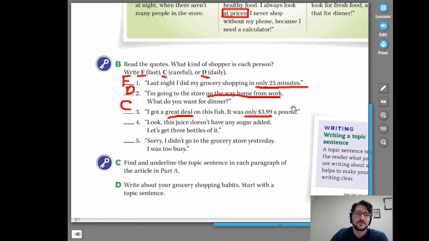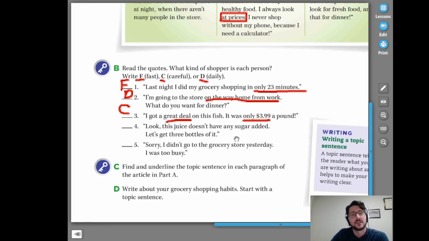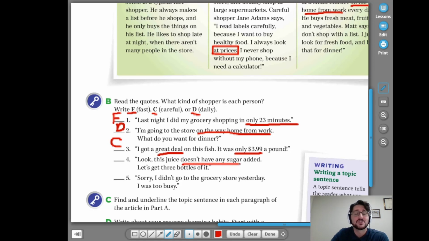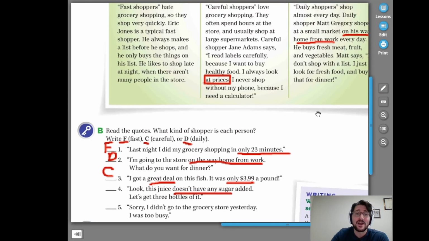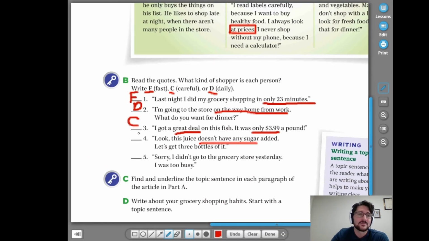Okay, number 4. Repeat after me. Look, this juice doesn't have any sugar added. Let's get 3 bottles of it. Yeah, again, so the keyword here, this juice doesn't have any sugar. So this person is very meticulous, right? Very careful about what is in the juice. So a careful shopper, again, is letter C.